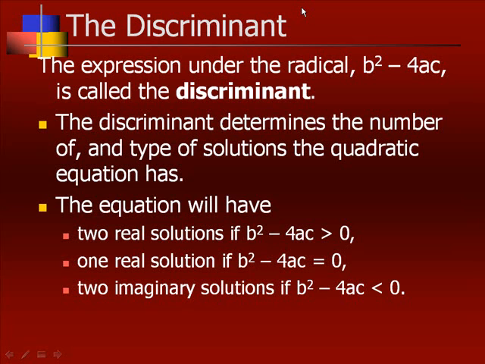For instance, if the discriminant, the b squared minus 4ac, is a positive number, we're going to have 2 real solutions. If your discriminant, b squared minus 4ac, is equal to 0, then we will have 1 real solution. If your discriminant, b squared minus 4ac, is less than 0, if it's a negative, then we will have 2 imaginary solutions. Now, we're going to go one step further.